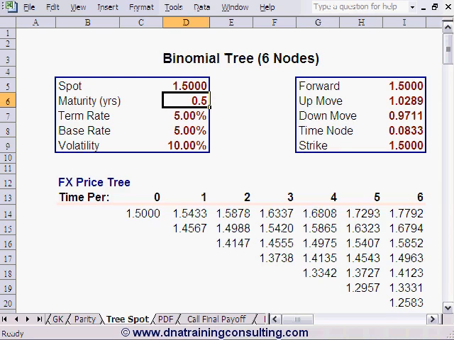When standing at any particular point in the tree, for example this point here, roughly halfway through the life of this option, the cell immediately to your right represents the up movement of the spot, calculated as previously mentioned by multiplying the cell F14, the current spot, by the up factor in cell I6.